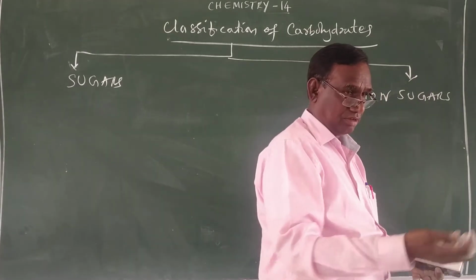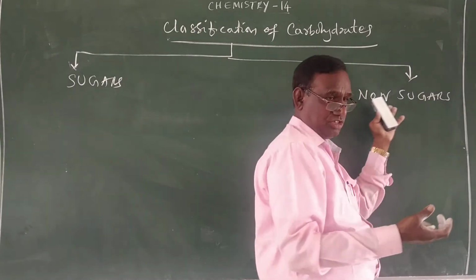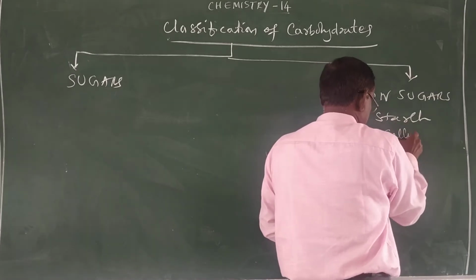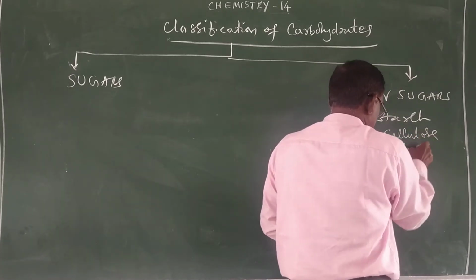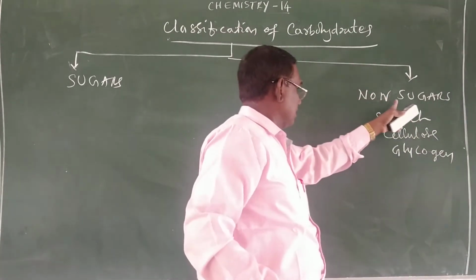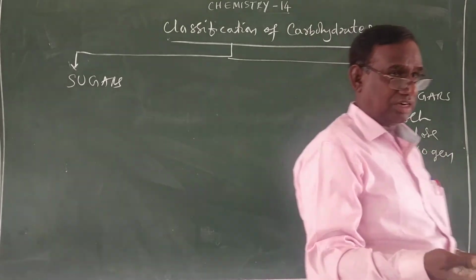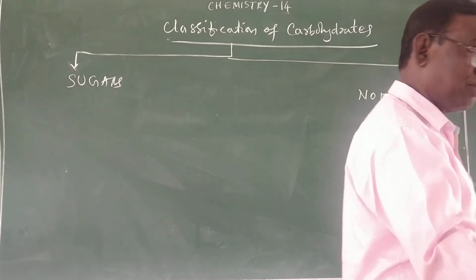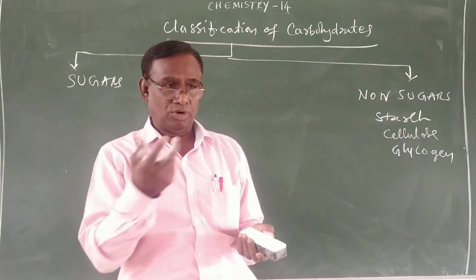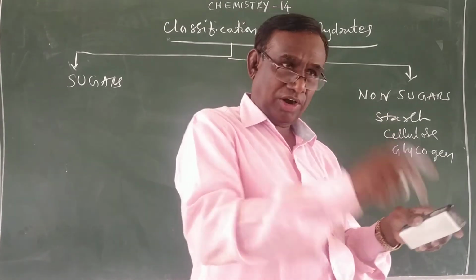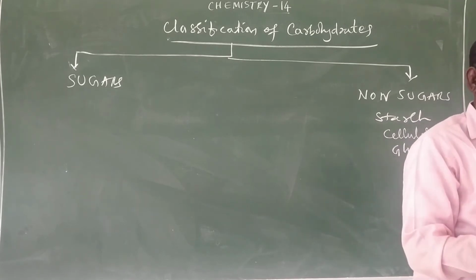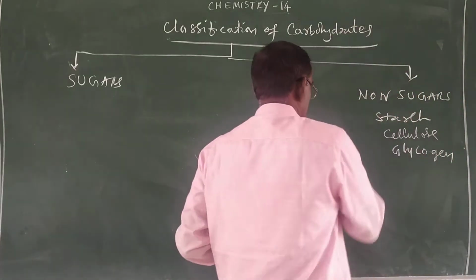They are insoluble in water. For example, starch, cellulose, glycogen. These are the examples for non-sugar species. They are called polysaccharides. All these are insoluble in water, not sweet to taste, and they are amorphous powders. Starch is essentially present in potatoes. When a potato is boiled and you remove the outer layer, everything is starch. Everything is pulp, what? Starch. So these are the non-sugars.